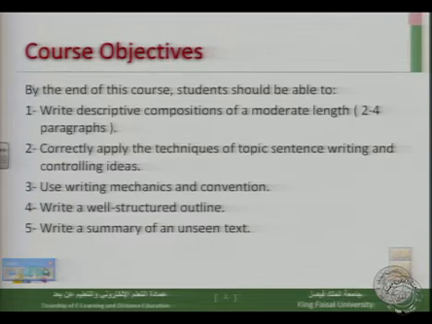We move to the next slide, which is course objectives. Now I will tell you what is the aim of this course. By the end of this course, students should be able to, number one, write descriptive compositions of a moderate length, 2 to 4 paragraphs. So by the end of this course, you are going to find yourself able to write compositions of a moderate length from 2 paragraphs to 4.